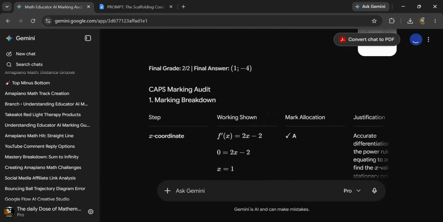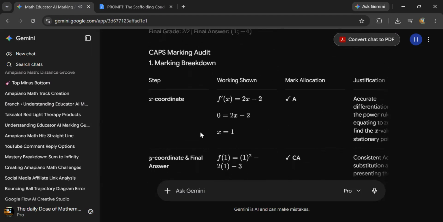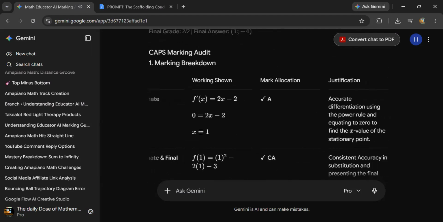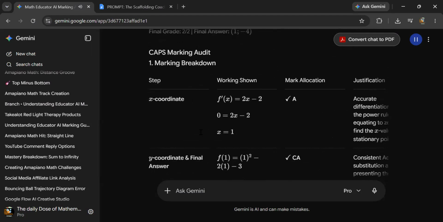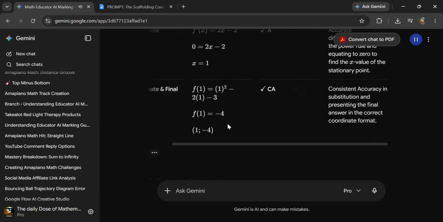Final grade, 2 out of 2. Final answer: (1; -4). CAPS marking audit. 1. Marking breakdown. Step: working shown. Mark allocation and justification. x coordinate: f'(x) = 2x - 2, 0 = 2x - 2, x = 1. Check mark A: accurate differentiation using the power rule and equating to 0 to find the x value of the stationary point. Y coordinate and final answer: f(1) = (1)² - 2(1) - 3, f(1) = -4, (1; -4). Check mark CA: consistent accuracy in substitution and presenting the final answer in the correct coordinate format.